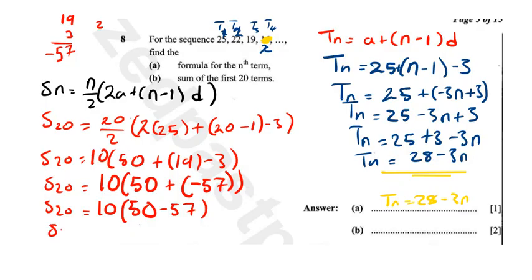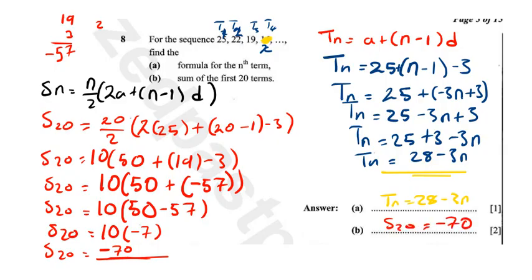So our S20 will be equal to 10, open bracket, 50 minus 57, it is what, negative 7, right? So our S20 will be equal to negative 70. So you say S20 equals negative 70, because as you can see, the numbers are just decreasing. So that is our sum. Any questions?